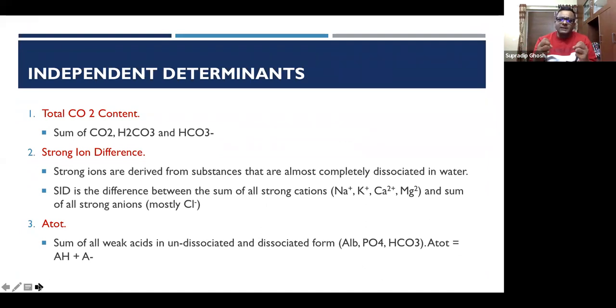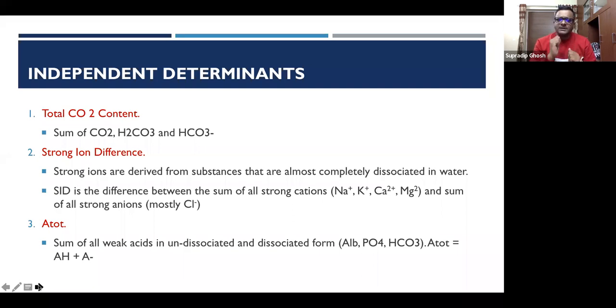So let's come to the Stewart approach directly. Before we move on to the Stewart approach, my dear friends and colleagues, I want you to forget about the Henderson-Hasselbalch equation for the time being. Please do not try to correlate Henderson-Hasselbalch with the Stewart approach. Then you will not be able to understand things. Secondly, I want you to forget about all these fear factors. There is nothing to fear. Just try to understand that the Stewart concept is based on a few scientific criteria. It says there are only three independent determinants of pH.